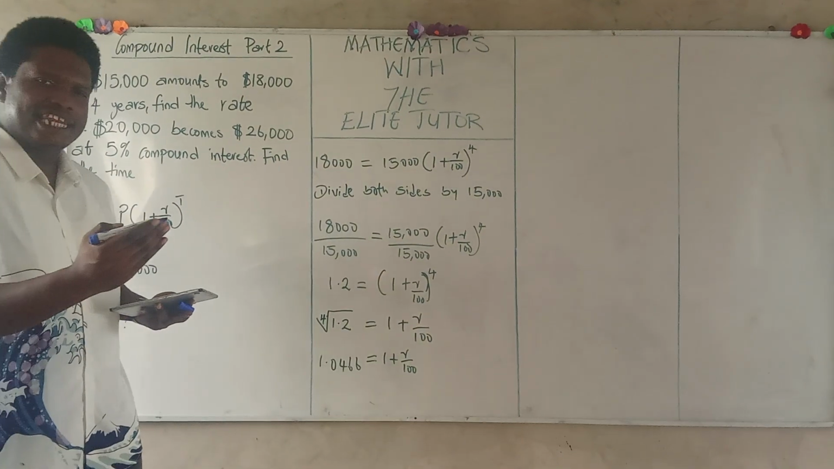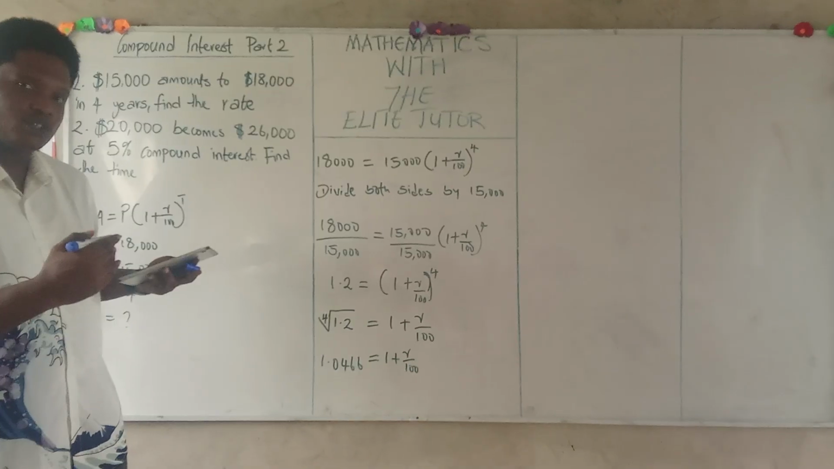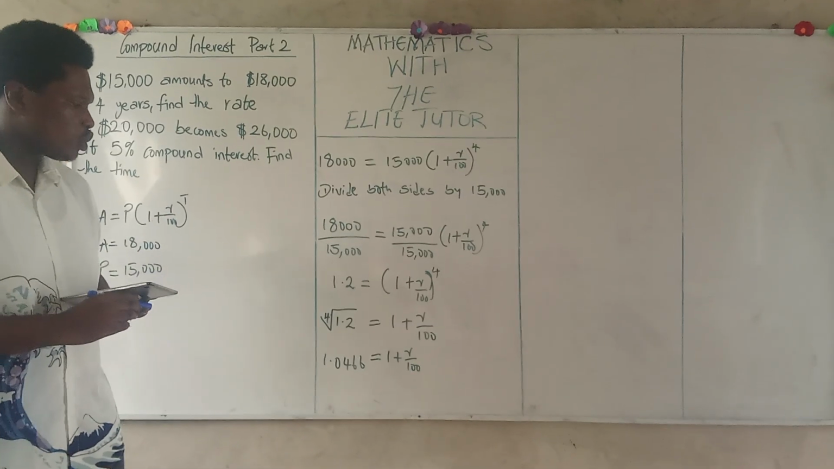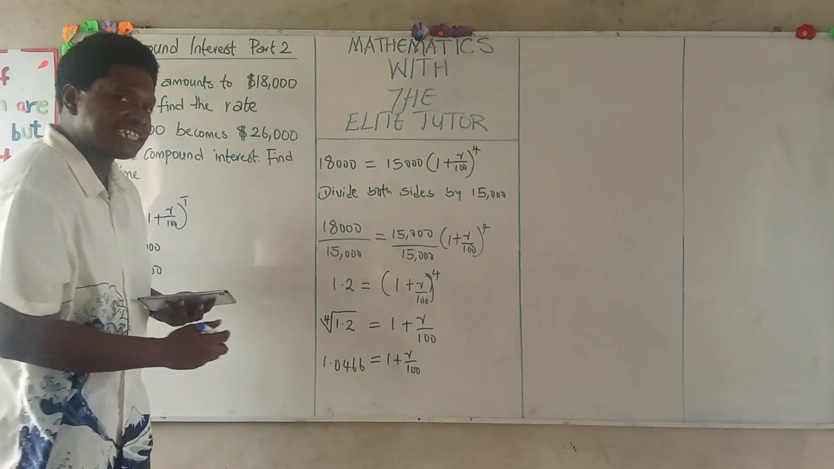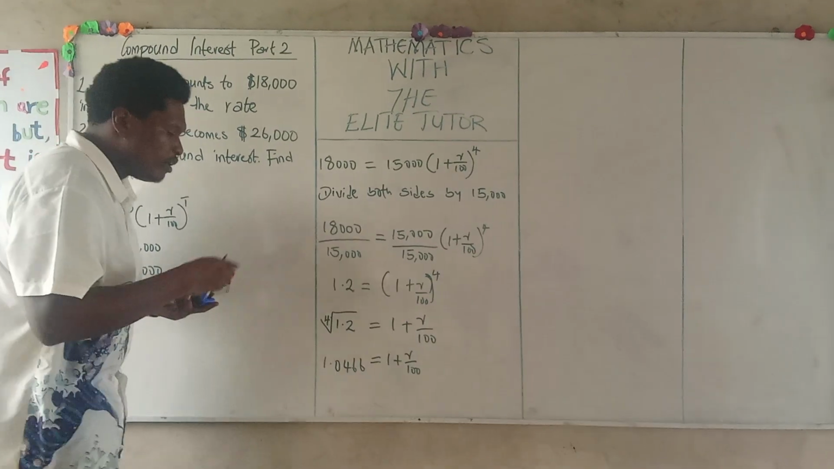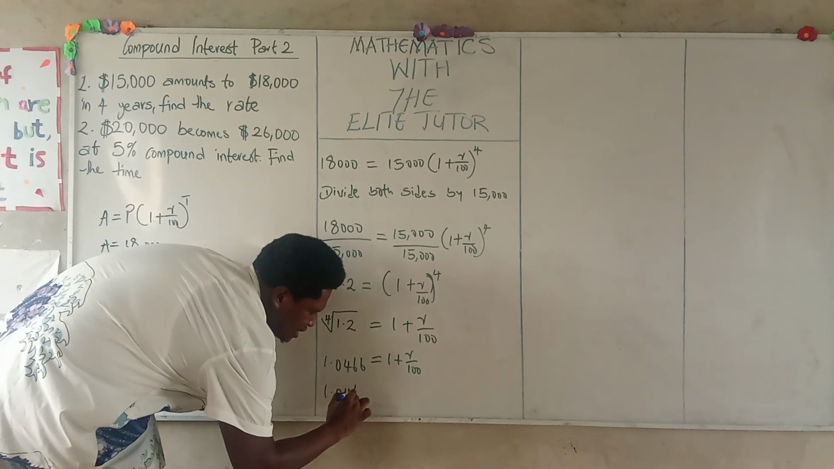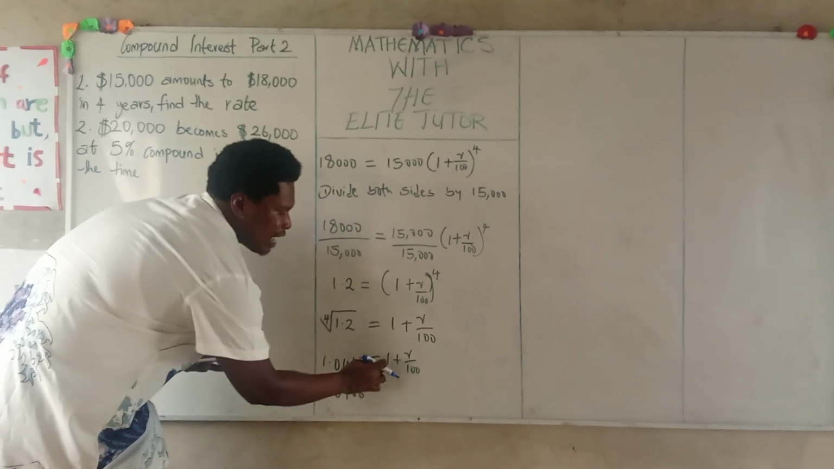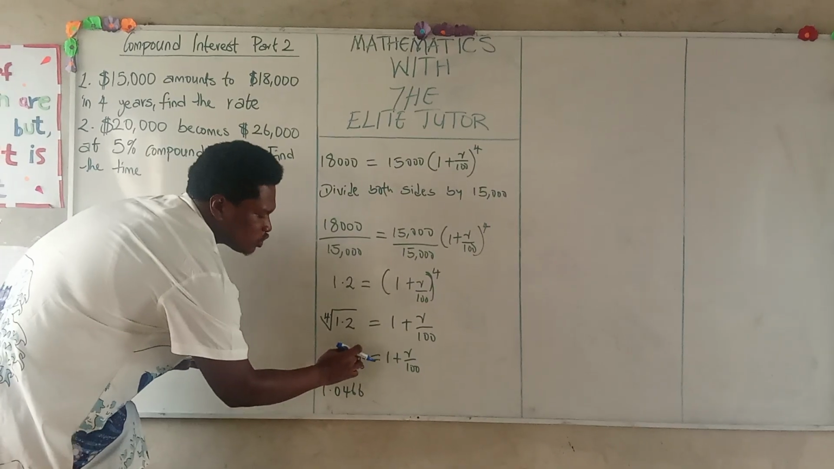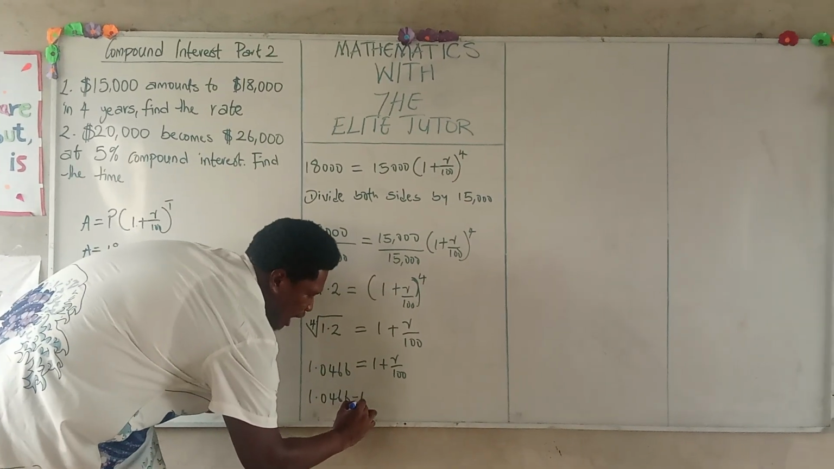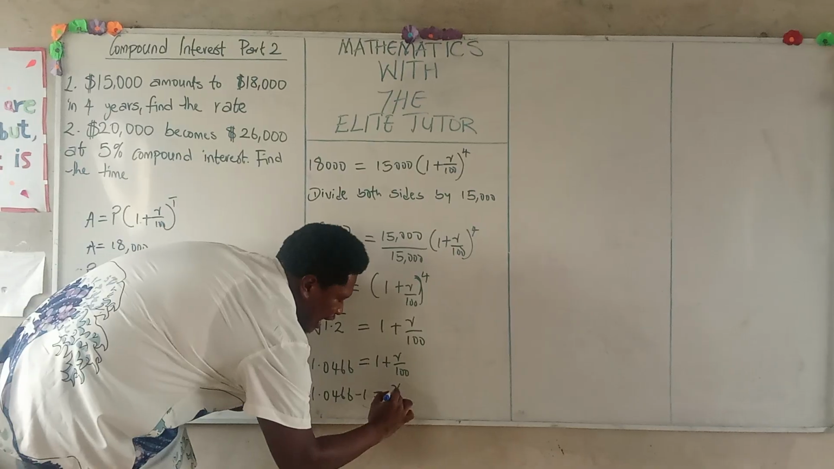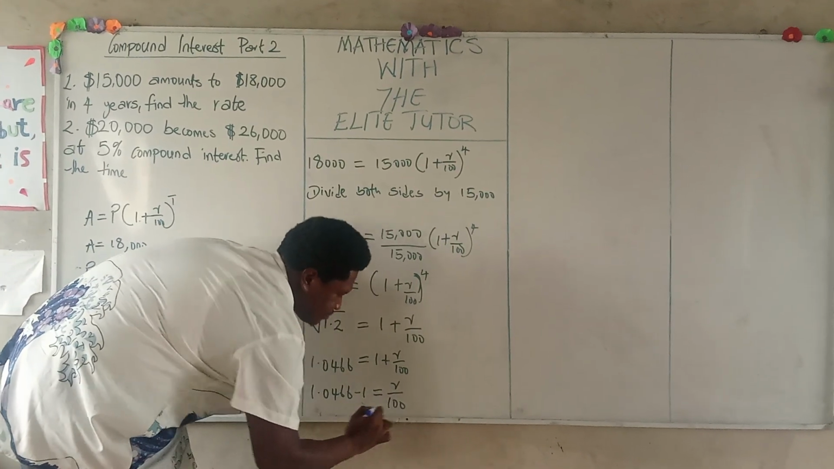We are trying to eliminate anything that is attached to r. So we can go ahead to collect our like terms. So we are going to have that this is 1.0466. This is plus 1. If it crosses over this equal to sign, it becomes minus 1. Is equal to r over 100.